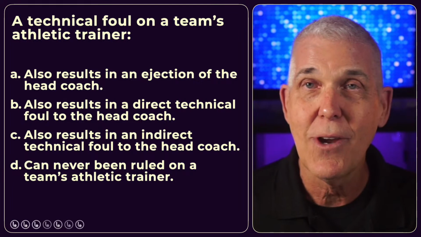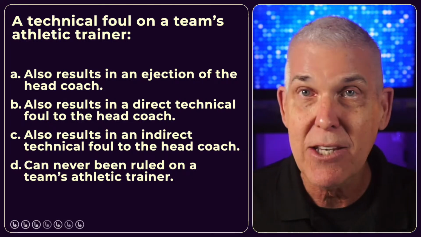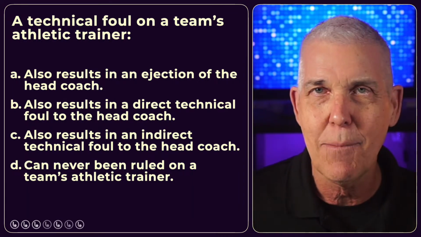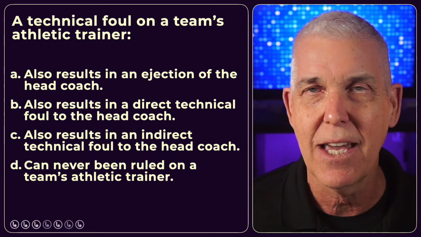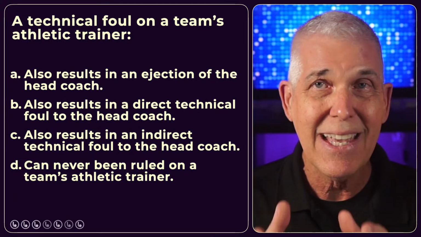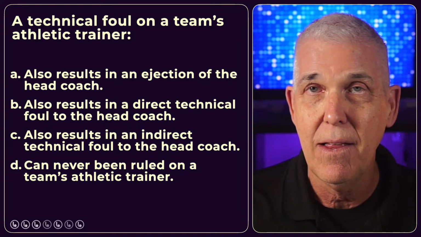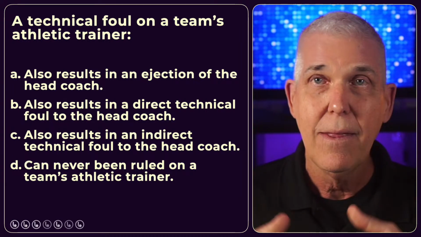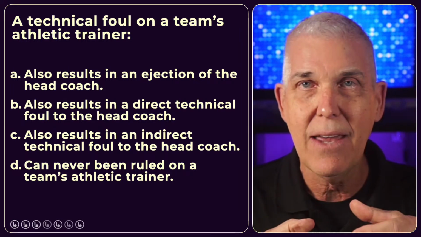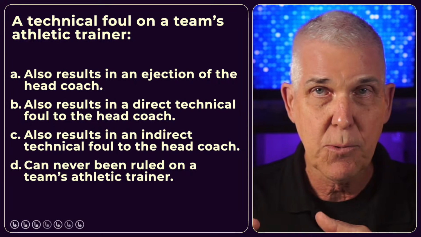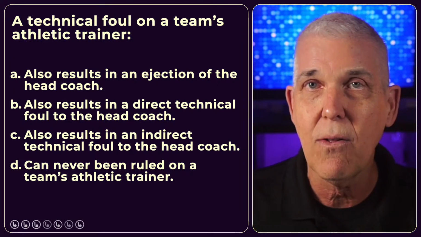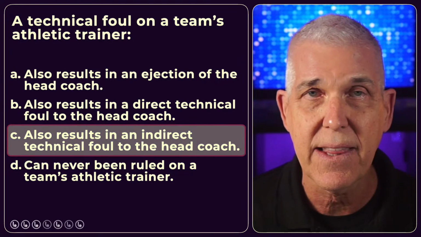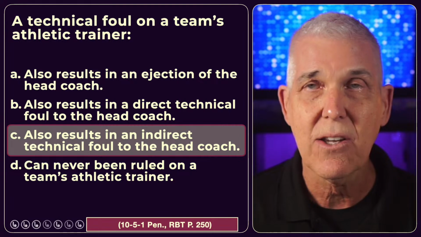Assuming here that our athletic trainer is bench personnel and not in some remote corner of the gym with a training table where they're taping players' ankles, or dealing with injuries. If this trainer is part of bench personnel and a technical foul can and is ruled against them, the head coach, of course, is responsible for the behavior of bench personnel. If bench personnel is assessed a technical foul, that is also an indirect technical foul on the head coach. No reason to overthink this. It does result in an indirect on the head coach.